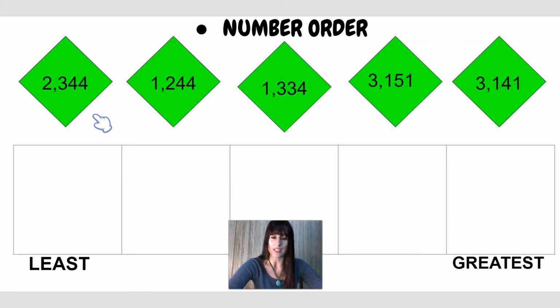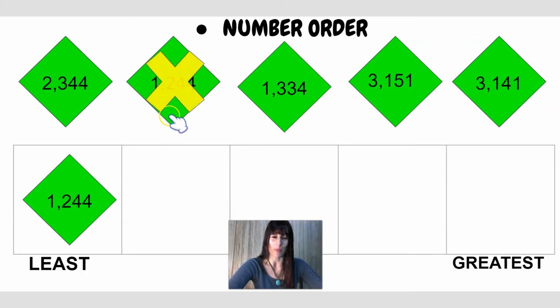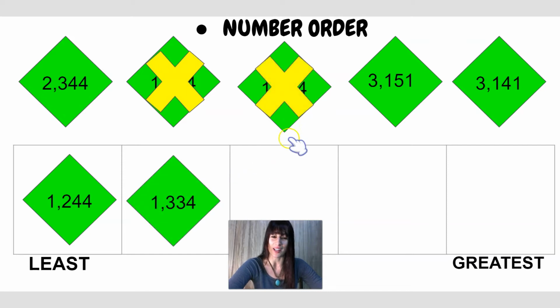And the way we do this is by looking at the first number. And in our case, it's the thousands place value. So the number that's least here is 1,000, and I have another 1,000 here. So I need to look at the number next to it. So let's look at the hundreds, and I have 2 and 3. So that makes 1,244 to be the number that is least. And I'll eliminate that one. And of course, this number will be the second place number. All right, let's eliminate that one out of the game.